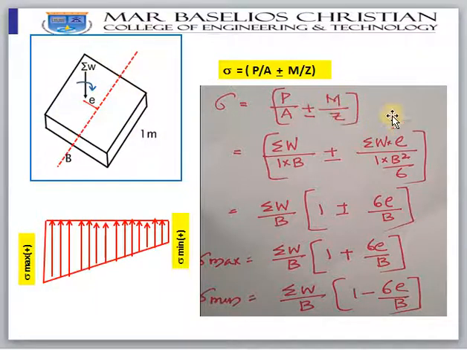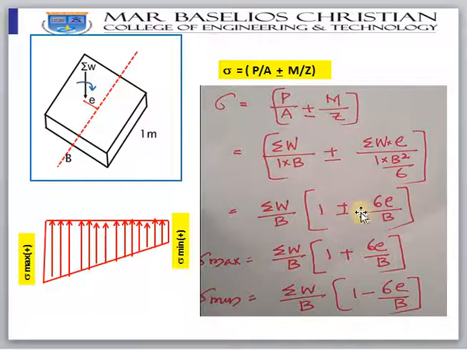So it is BD square by 6 for a rectangular section. B is 1 meter, D is B, so 1 into B square by 6. Okay, so you will get sigma W by B. If you take a common factor, sigma W by B into 1 plus or minus 6E by B.